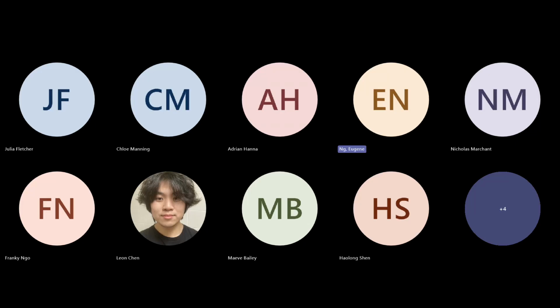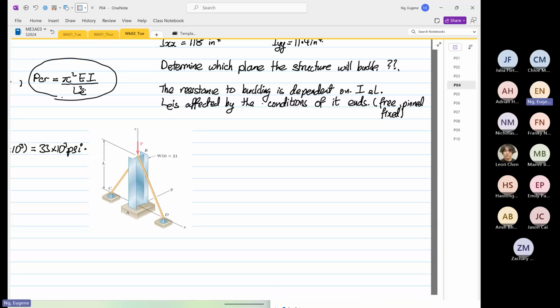So before the break, I was telling you guys the resistance of buckling is dependent on I and LE, okay, and not just LE. And the LE is affected by the condition of its ends. Okay, so it's best to do this by looking at planes.